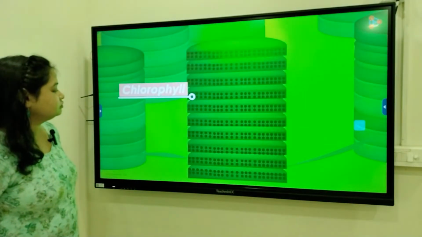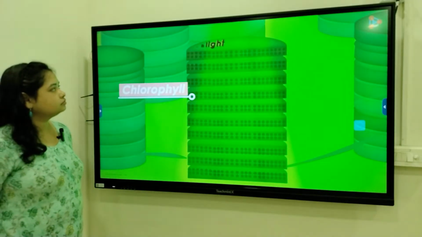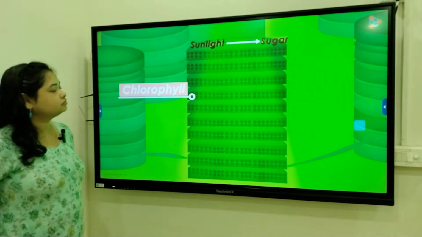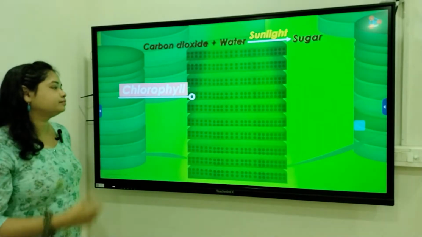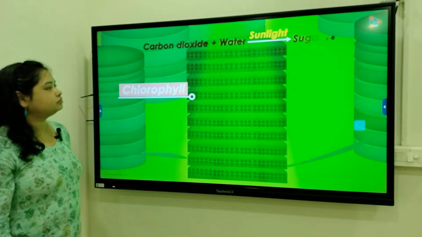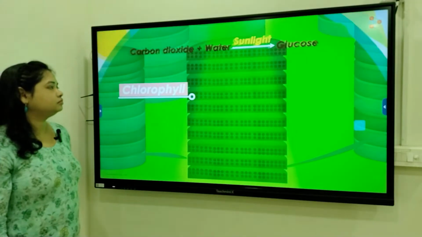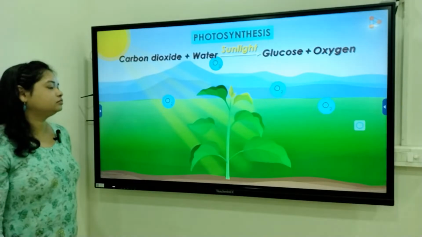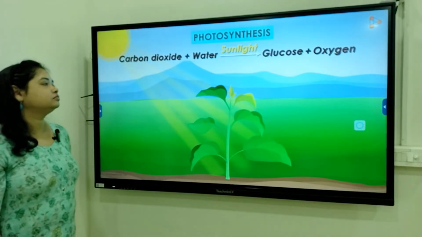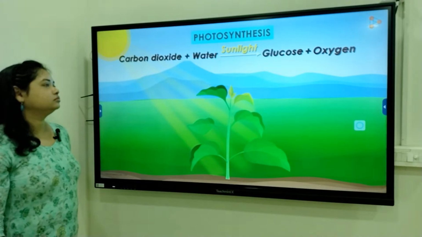Well, the chlorophyll helps to trap the energy from sunlight. This light energy is then used to synthesize sugars from carbon dioxide and water. And the form of sugar synthesized is glucose. Plants also release oxygen gas, which is used by animals and humans during respiration. Interesting, right? Yes, it is.